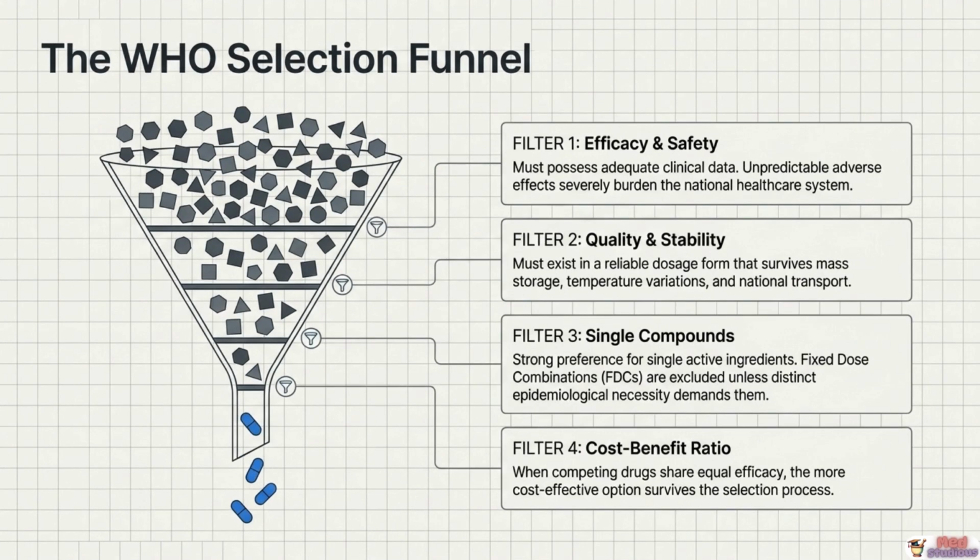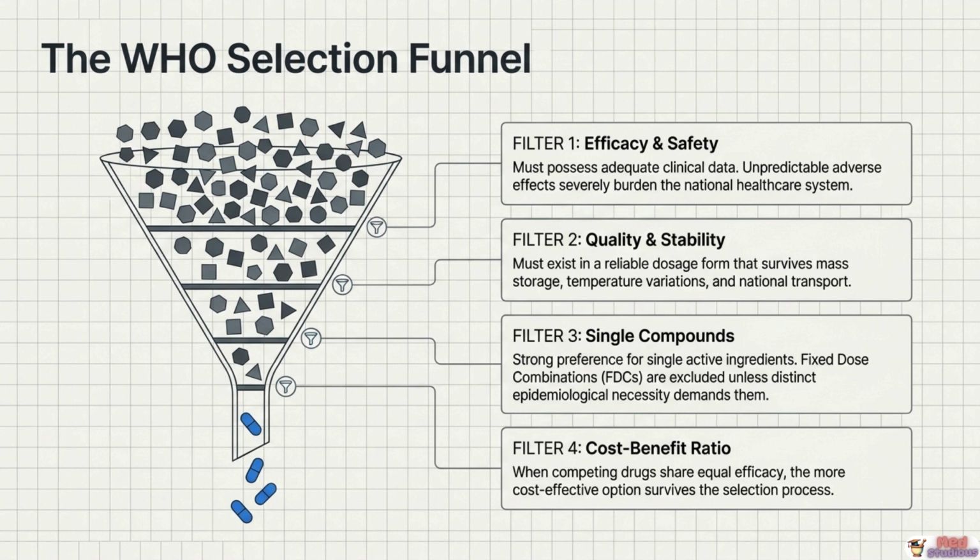How does a drug earn its place on the essential drug list? The selection process is rigorous, evidence-driven, and structured around 4 sequential filters, a funnel that the vast global pharmacopoeia of available drugs must pass through before being included.